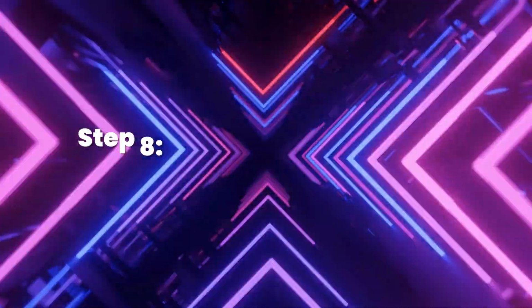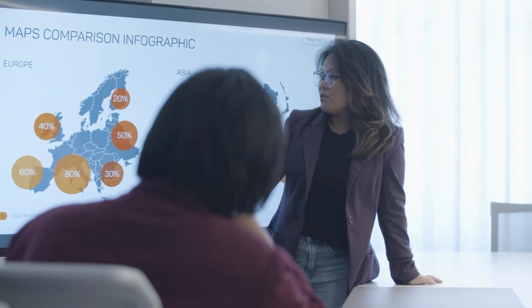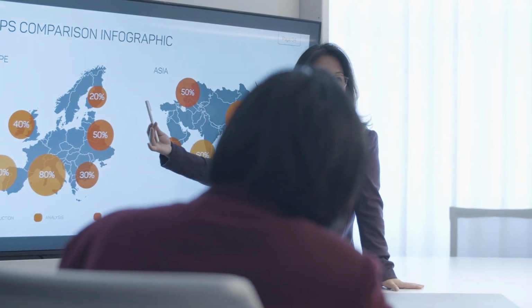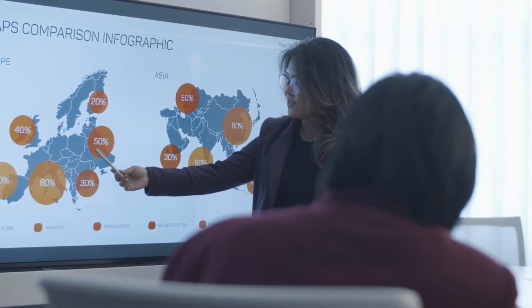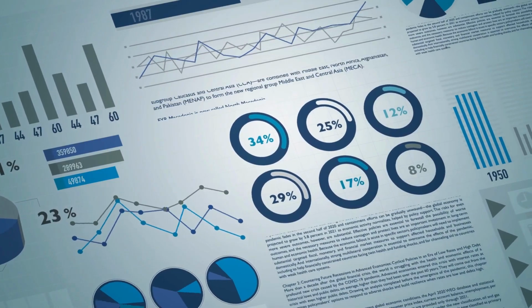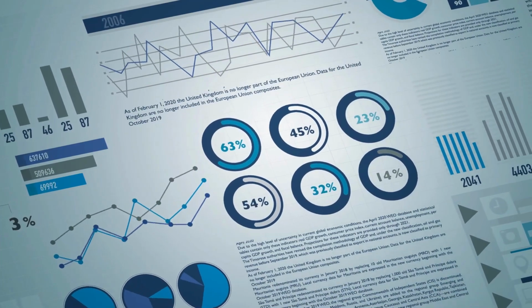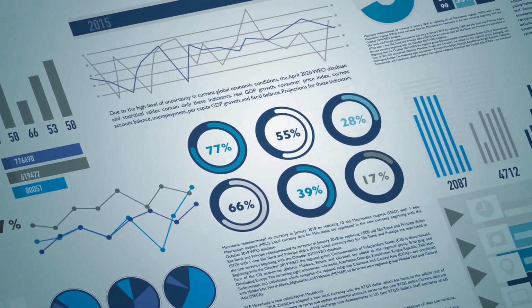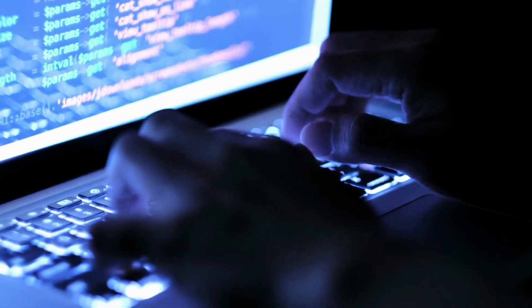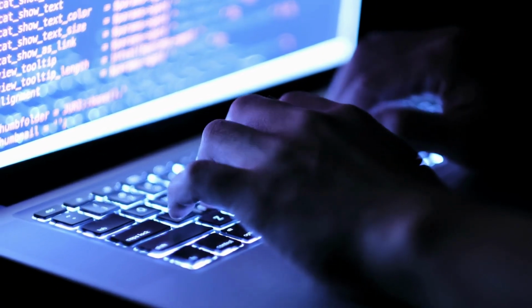Step 8. Continuously improve your product. Continuously improving your product is crucial to retain and attract customers. You should regularly gather feedback from your customers and use this feedback to improve your product. You can also use analytics tools to understand how your customers are using your product and identify areas for improvement. By continuously improving your product, you can provide more value to your customers and differentiate yourself from competitors.